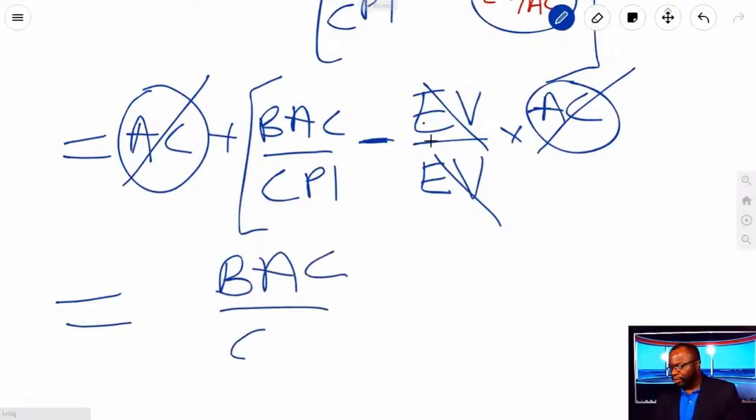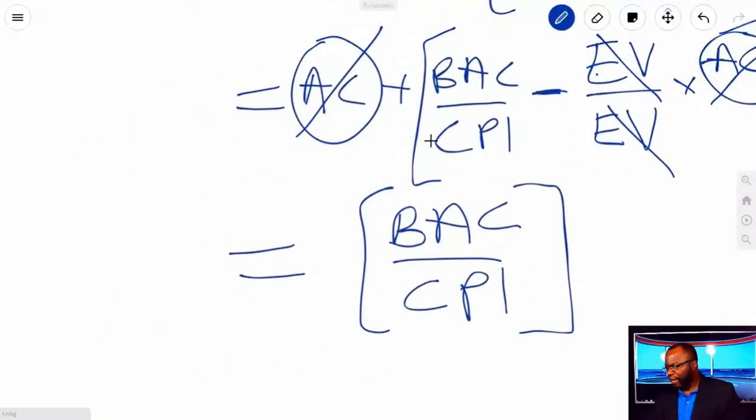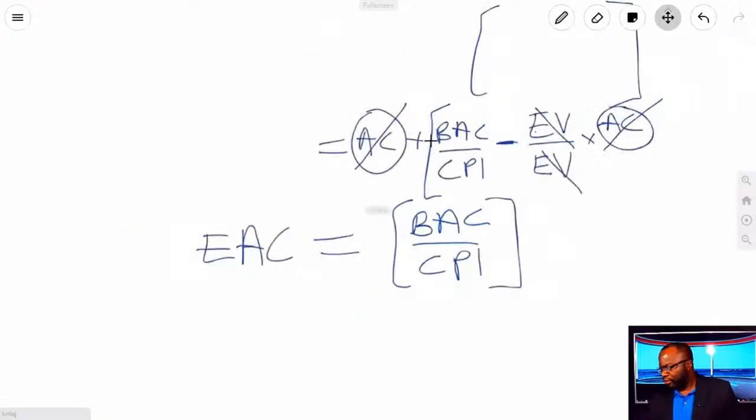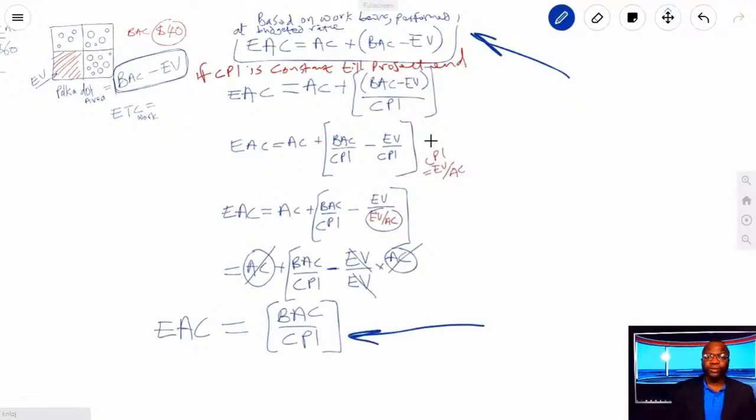CPI. So I'm showing you all of this. This is your EAC, by the way. I'm showing you all of this so you know how the formula is birthed, so that you do not distance the very first formula, this one. Don't distance this from this. They are pretty much from the same parent.